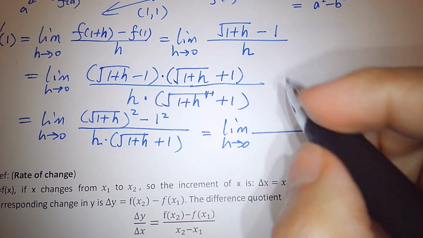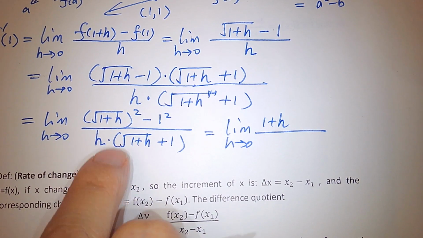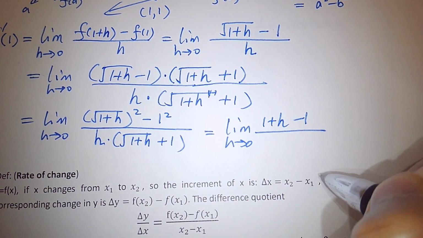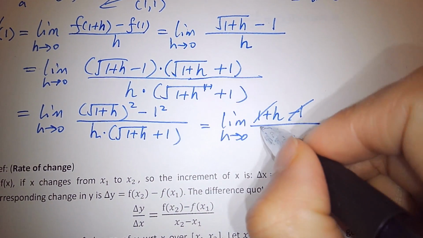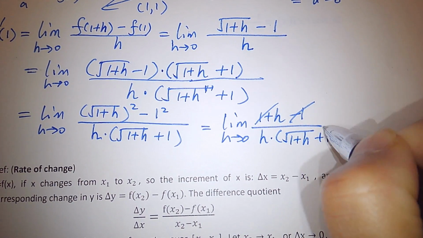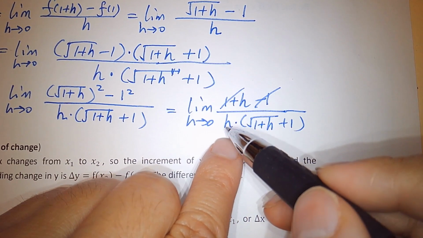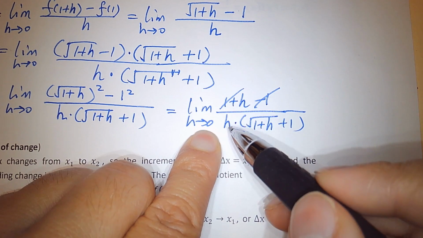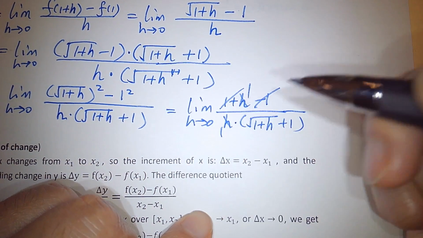Square root of square, the square root is gone, right? 1 plus h minus what? 1. Okay, so these two cancel out. And on the bottom we have what? h times parentheses square root of 1 plus h plus 1. Guys, do you see that? All right, h divided by h times that. When h approaches 0, can we cancel out this h? Yes or no? Yes, we do. Okay, so 1 over 1.